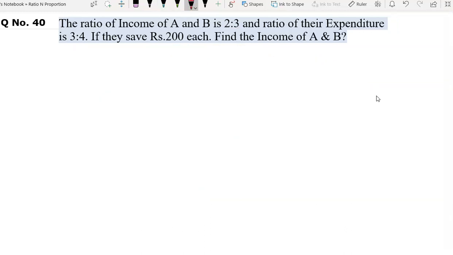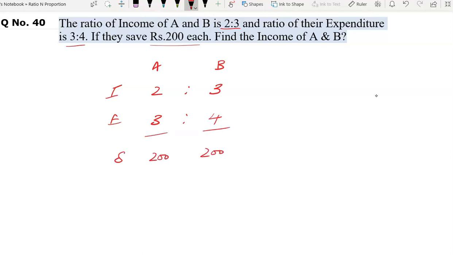Question number 40. The ratio of income of A and B is 2:3 and the ratio of their expenditure is 3:4. If they save rupees 200 each, find the income of A and B. So we have A and we have B and the ratio of their income is 2:3. The ratio of their expenditure is 3:4 and both of them save rupees 200 each.